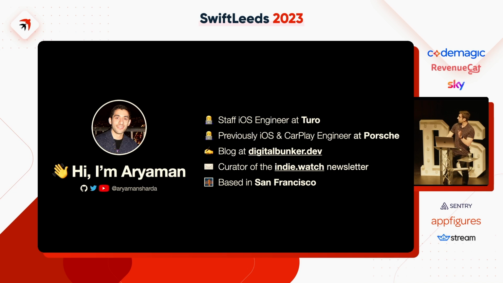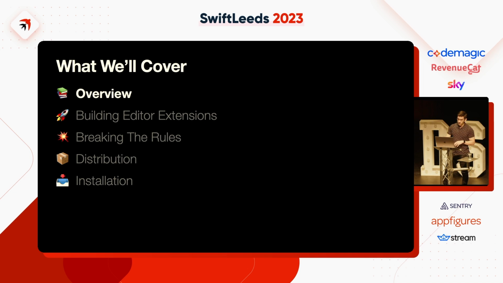But enough about me, let's get started. So today we'll start by exploring source editor extensions and diving into their API. We'll build one from scratch, and we'll see how we can bend the rules a little bit in order to get some extra functionality out of our extensions. Lastly, we'll talk about some of the quirks that come up when distributing and installing these extensions.